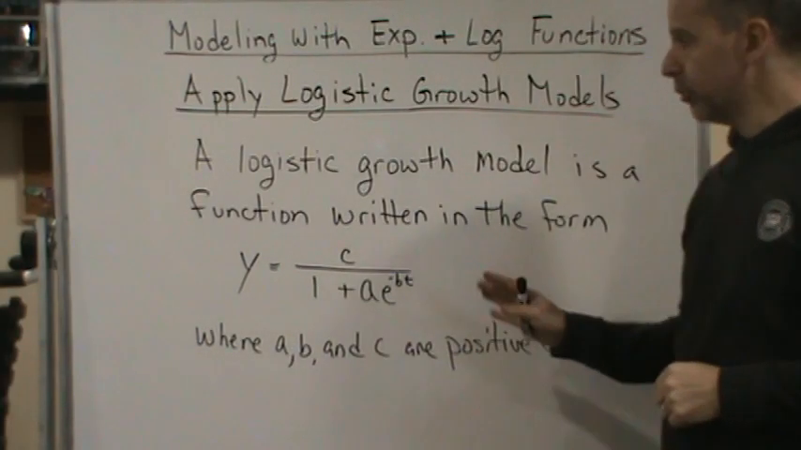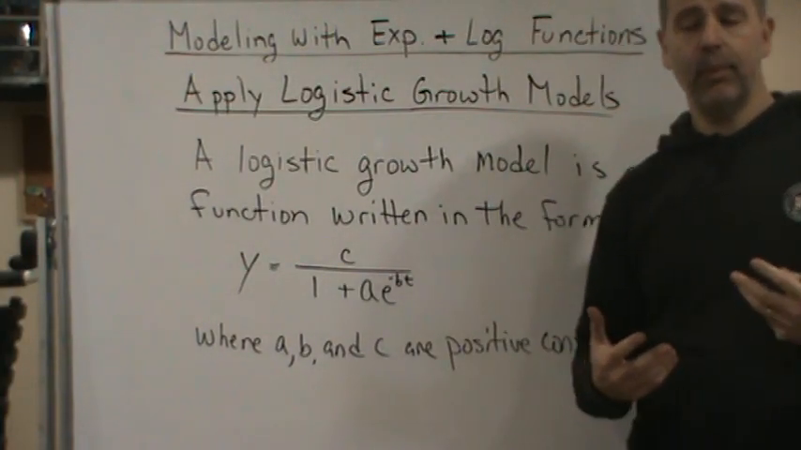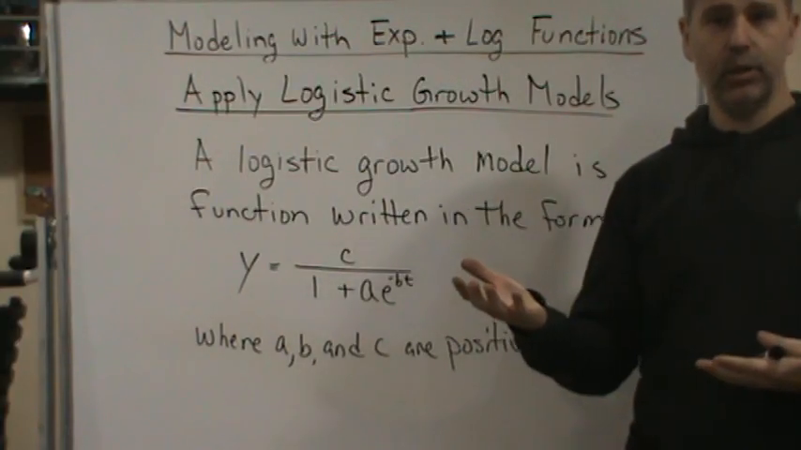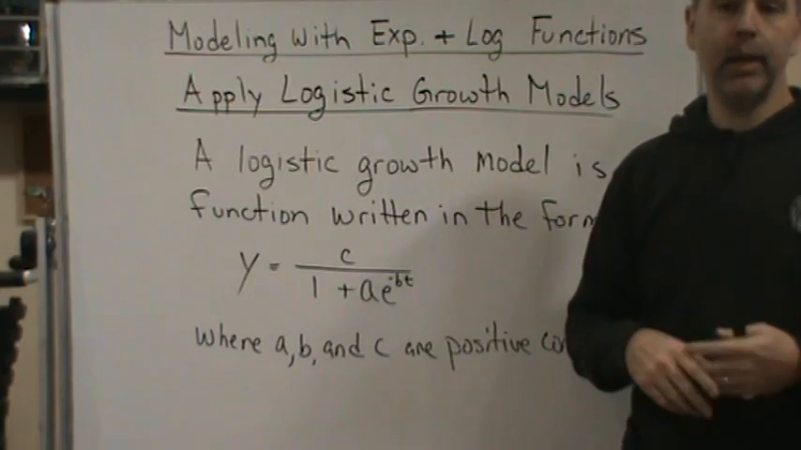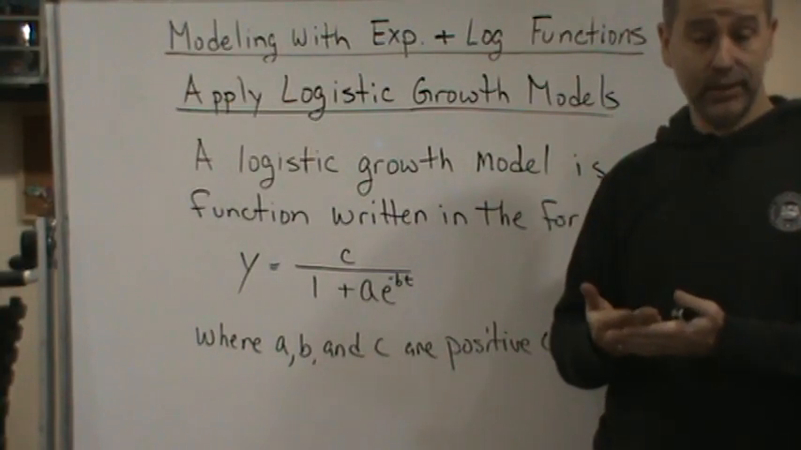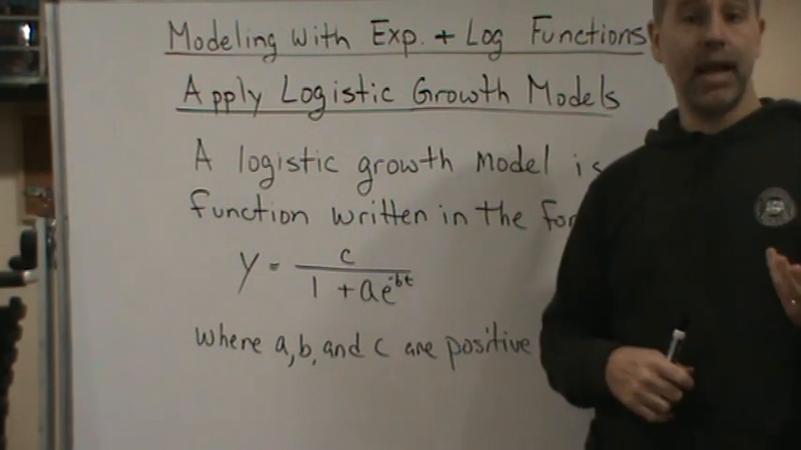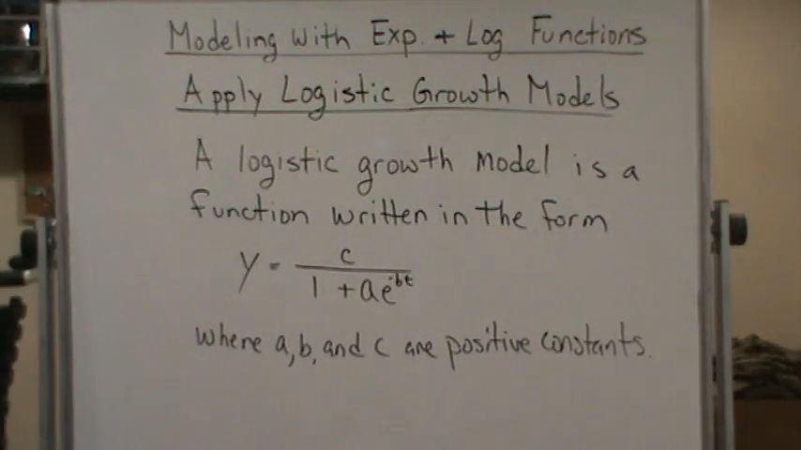So a logistic growth model is more realistic because it takes into consideration that the growth rate doesn't stay the same. In an exponential function, we assume that the growth rate is constant, right? But in a logistic growth model, the growth rate is changing based on the size of the population. So here's what the logistic growth model looks like, okay?